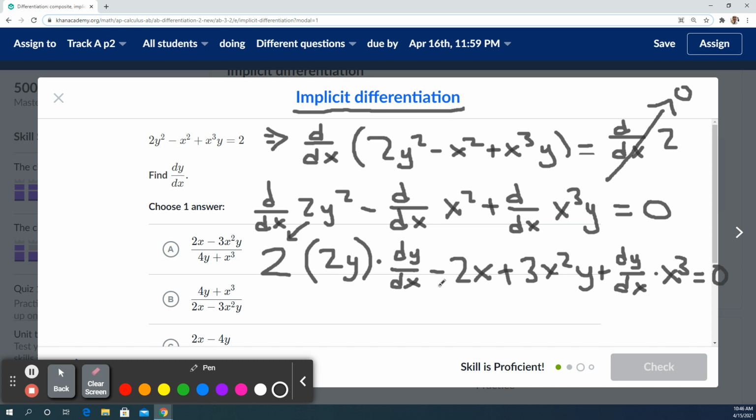Let's go ahead and I'm going to simplify and move things to the other side. So when I simplify here, this gray is not impressing me. They changed the colors on this.